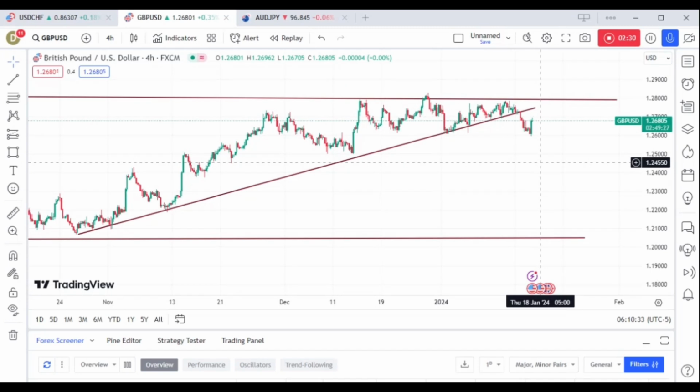But what you can see clearly here is that price broke below this trend. That means what's happening on the daily time frame is also happening on the 4 hours time frame, that price broke below the uptrend. But what do we do next?